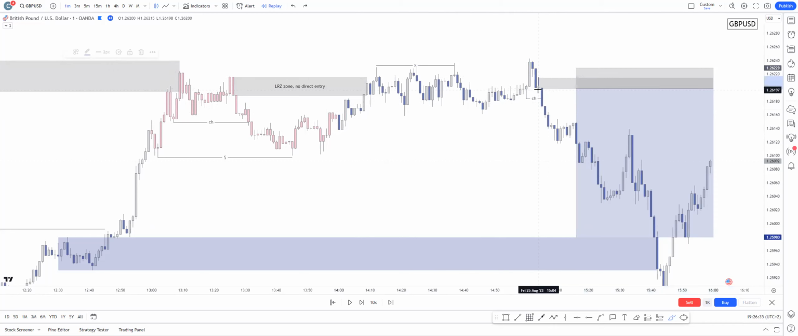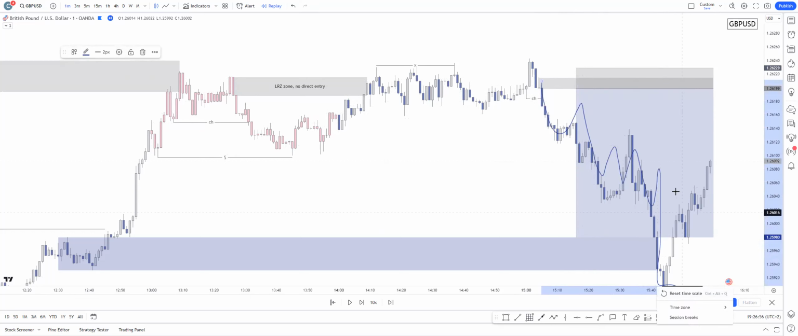The reason why I have chosen this entry POI is because it has initiated the change of character. We could barely find any inefficiency at this point. The real inefficiency, the real volume, the real money has been pumped into the market from this candle. And after that, price has just literally melted to the downside.